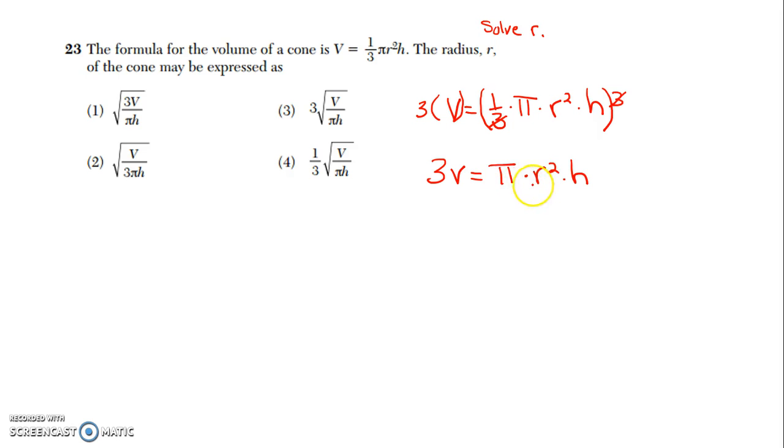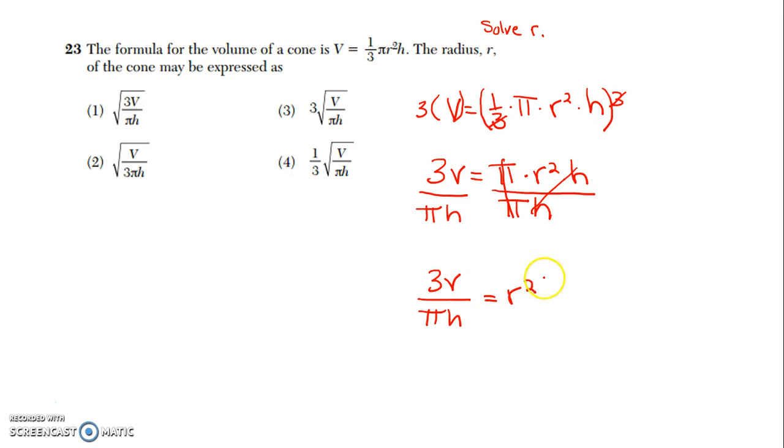I'm trying to solve for r, so I'm going to undo these multiplications. Try to get r by itself. How do I undo this multiplication? Oh, I could divide by pi. How do I undo this multiplication? Oh, I could divide by h to get r squared by itself. If I'm dividing this side by pi h, I have to divide the other side by pi times h. Bye-bye pi, bye-bye h. 3v over pi h equals r squared.